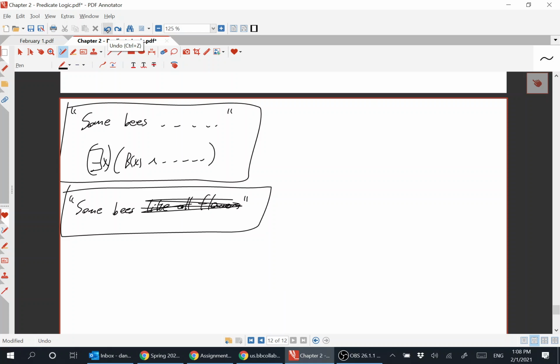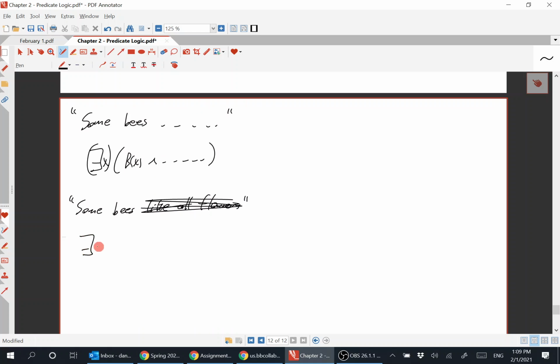Some bees. There exists X, B of X, and. So that's how we started out, right? There exists X, B of X, and. I'm not so concerned about what the and is, just the fact that we started out with some bees. So some bees do something. Just there exists X, B of X, and.